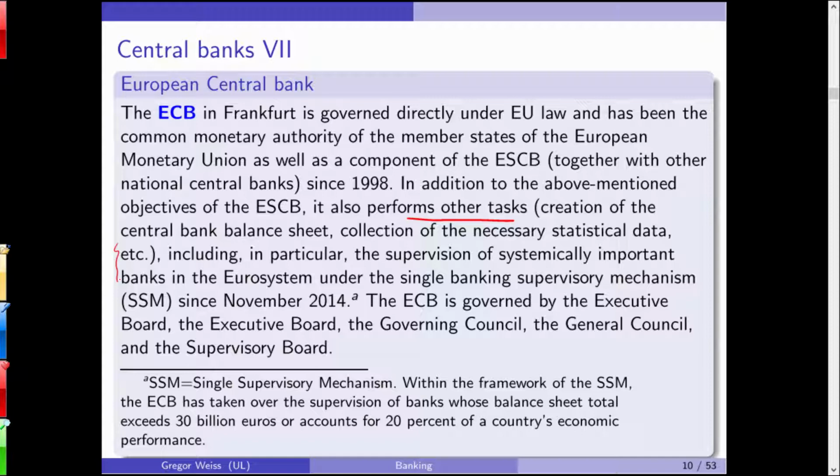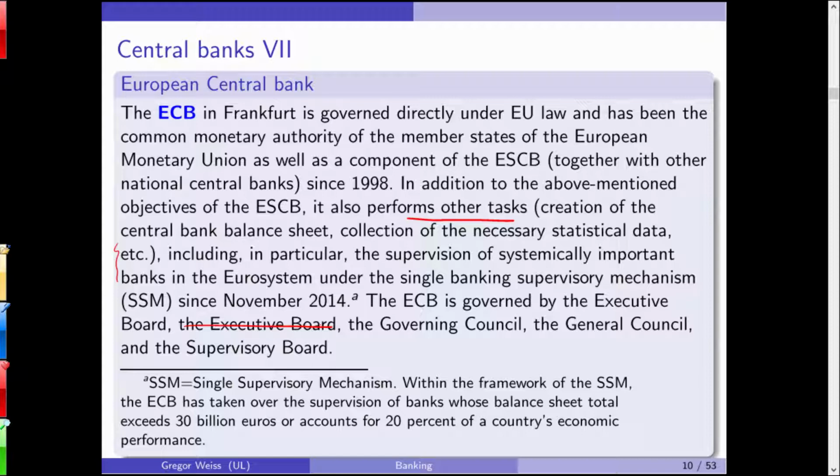Now, the ECB is governed by an executive board, a governing council, the general council, and the supervisory board. And you probably know that right now we have, who is president of the European Central Bank? First one was Wim Duisenberg, then we have Jean-Claude Trichet, and now it's Mario Draghi. Just pick a euro note and you will see his name on it.